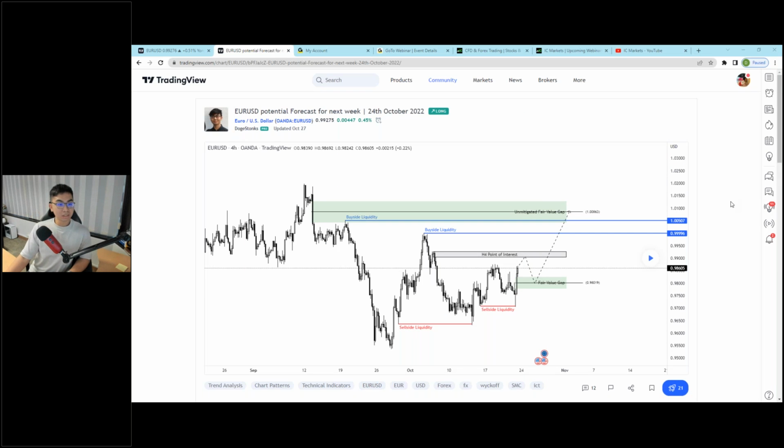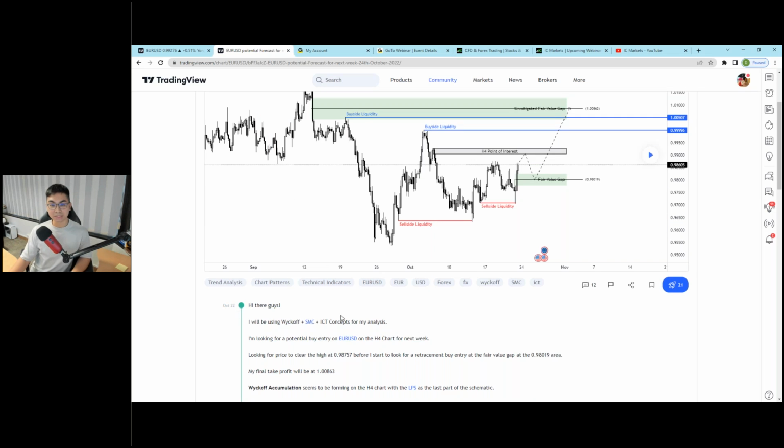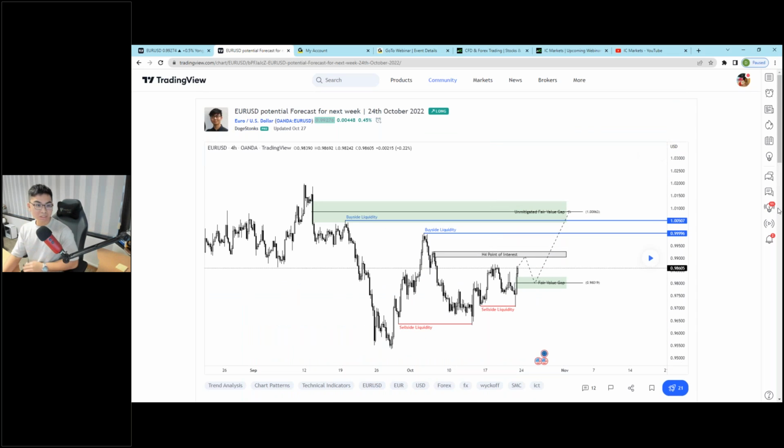So as I was mentioning, I was talking about these charts right here, which I wrote on October 22nd, Saturday. I was expecting price to tap into the fair value gap, the smart money concepts, inner circle trader. So I was looking for price to go up to the point of interest, tap back into the fair value gap before we go up, and hit the take profits at 1.00863.